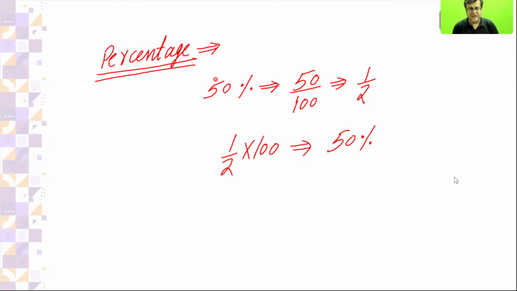If I want to change percentage into fraction, remove the percentage sign and divide by 100. You will get the fractional part in P by Q form. If you want to change it back into percentage, multiply by 100 and it will give you 50% like this.